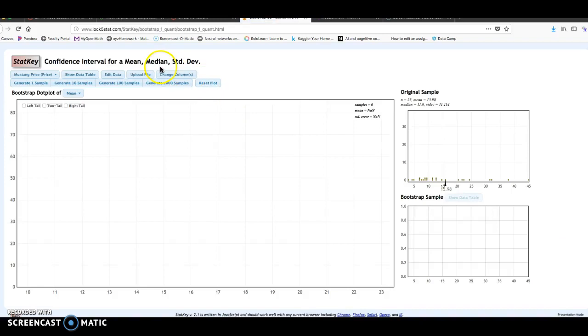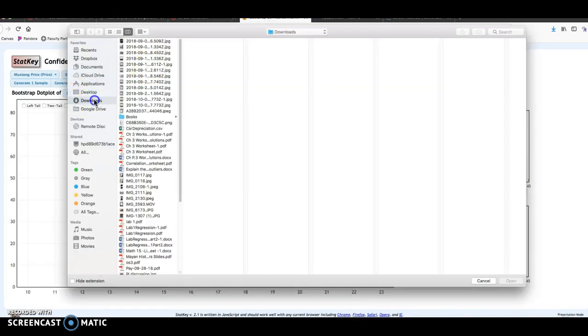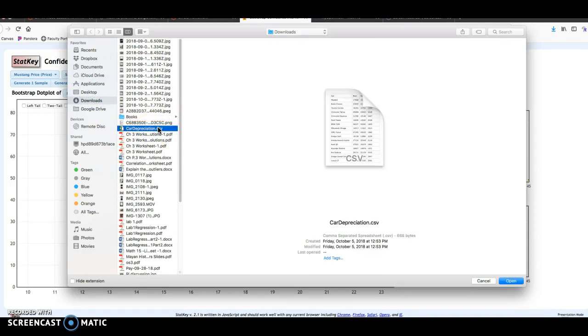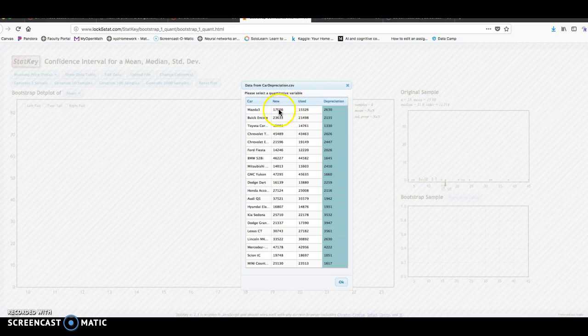I'm going to click on this and upload file. I saved mine to downloads, carappreciation.csv. When you download, just make sure to keep track of where you downloaded the spreadsheet file. Double click. Here we've got the new price versus used price, but we want the depreciation, the difference between these two. How much did these cars depreciate? I'm going to click OK.